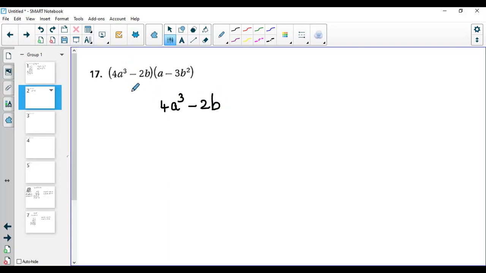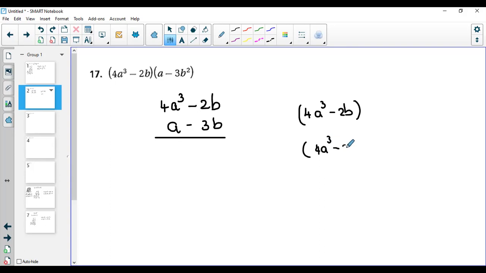Okay. So write the first term, unless there's a longer term, write that first. And then a minus 3b. So let's multiply them. So first, write down the upper one, 2 times inside parenthesis, as we're going to multiply that 2 times. So 4a cubed minus 2b. Okay, so first we will multiply with negative 3b, and then we will multiply that with an a. All right, so yesterday's lesson again comes here.